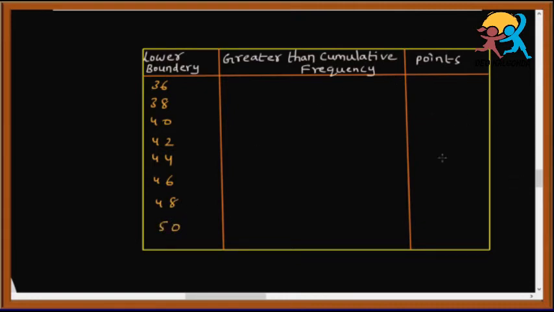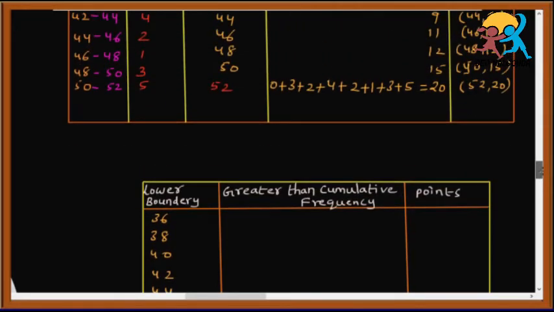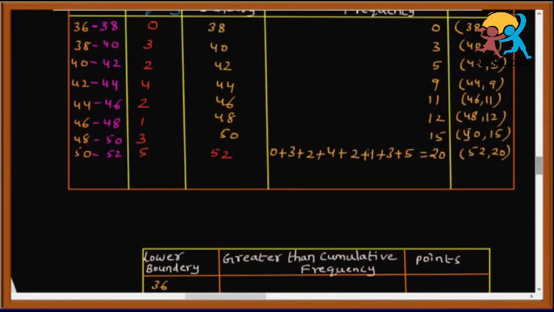Greater than cumulative frequency. What does it mean? Lower boundary is 36, that means 36 is the least one. So we have to find out the values which are above 36. Above 36 in the sense more than 36. More than 36 in the sense greater than cumulative. So we should write the greater numbers which are above 36.